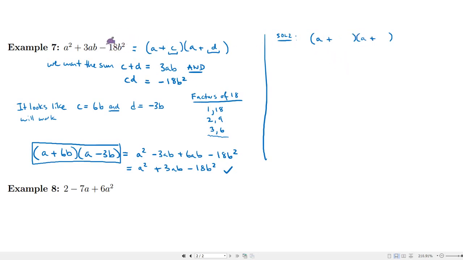Well, what are the possibilities for negative 18b squared? So to get negative 18b squared, what could we use? Well, one of them is going to have to be negative and one of them is going to have to be positive. And it looks like we're going to end up looking at the factors of 18 again, right? So 1 and 18, 2 and 9, and 3 and 6. And we can sort of slowly go through this. One of them is going to be negative, one of them is going to be positive, right? So you're going to have a plus something, and then a minus something.